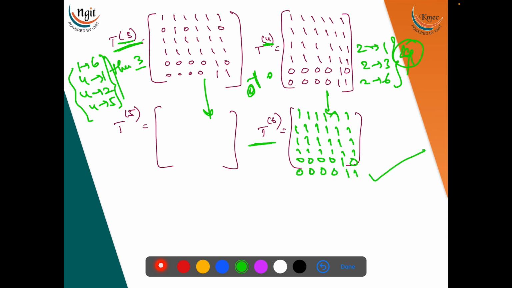So what we did is find the reachability from one vertex to another vertex in the direction. Okay, right. This is about transitive closure.